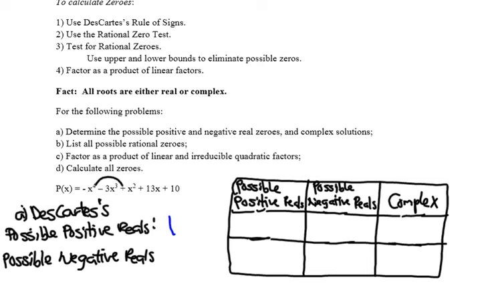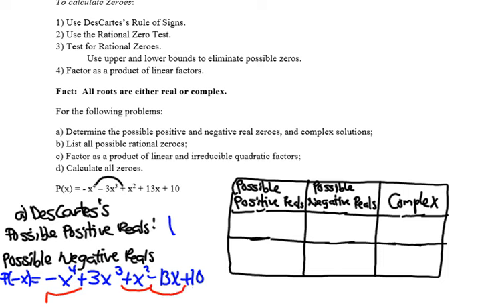So possible negative reals. Again, I'm going to do p of negative x. Remember, if the exponential power is even, nothing changes. If the exponential power is odd, it will change the sign as such. So now let's count the number of consecutive sign changes. 1, 2, and 3. So it's either going to be 3 or 1.